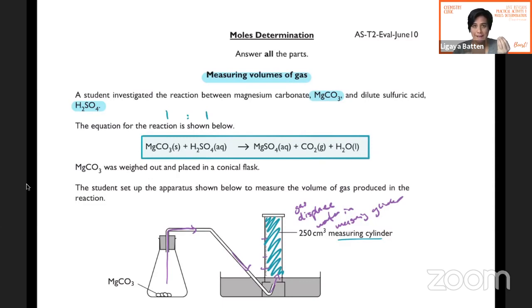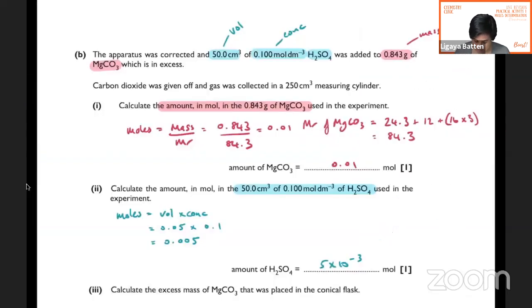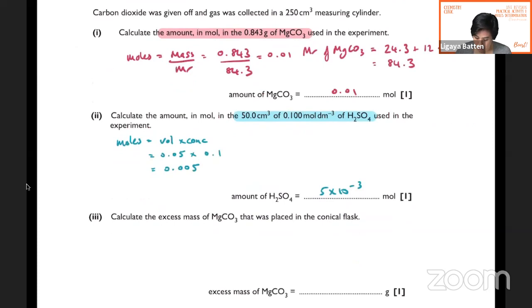So the one that has the excess, we're going to work out in a second, they've said it's MgCO3, and that means that the H2SO4, our sulfuric acid, must be our limiting reactant. If we were to add more of that, then we would be able to produce more of our products. So we've got the moles of MgCO3 from 1, and then we've got the moles of H2SO4 from 2.